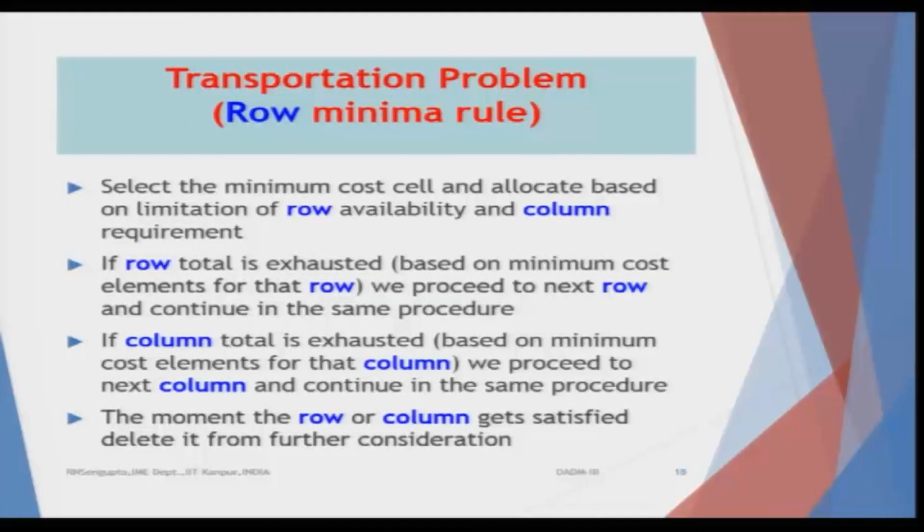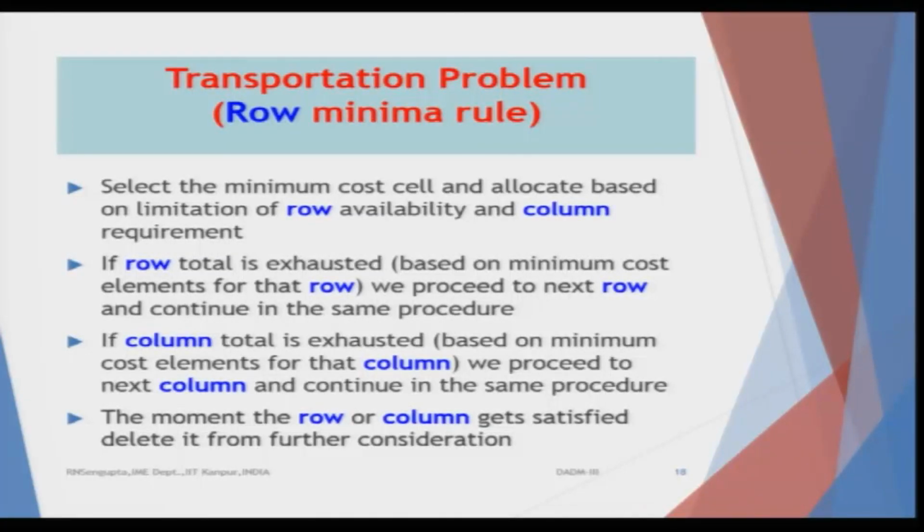So, when you go to the row minima rule, the work goes like this. You select the minimum cost cell and allocate based on the limitations of row availabilities and column requirements. I will come to the problem later on, because first I want to finish the concept, after the concepts of Vogel's approximation and the northwest corner are done, for finding a feasible starting point as a best starting point to reach the optimum one. So, in the row minima rule, you start off with the row availabilities and the column requirements.